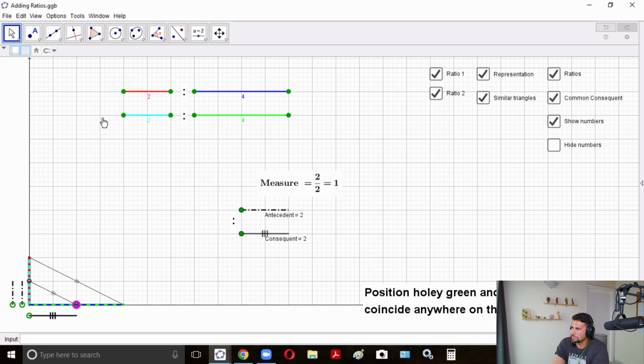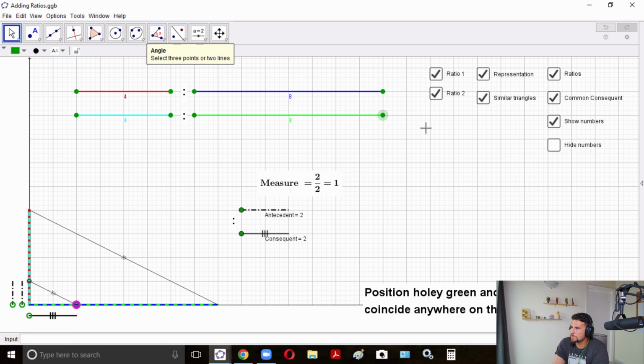Now remember, it doesn't matter how we do this. We could, for example, have any other ratio which is equivalent. So let's take this one here. So these are still half, aren't they? Yes, they are, right? And here the result remains the same. So what you're seeing is a way to add ratios in geometry, okay?